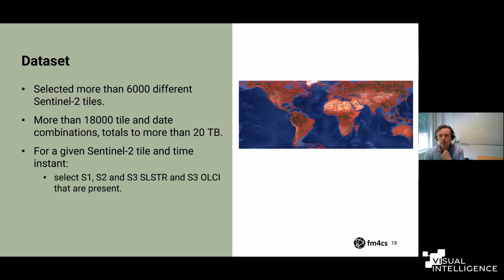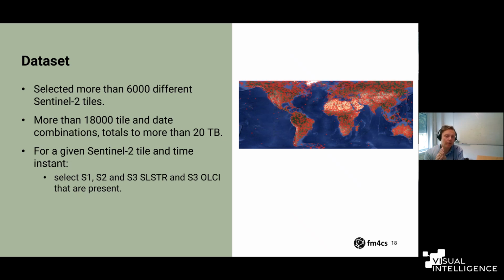So this is what we ended up with in the end. We selected more than 6,000 different Sentinel-2 tiles. One Sentinel-2 tile is 10,000 by 10,000 pixels at 10 meters, so it's 100 kilometers. And we have selected more than 18,000 tiles, because for some of them we sampled multiple time instances. That gives you about 20 terabytes of data in 16-bit resolution.